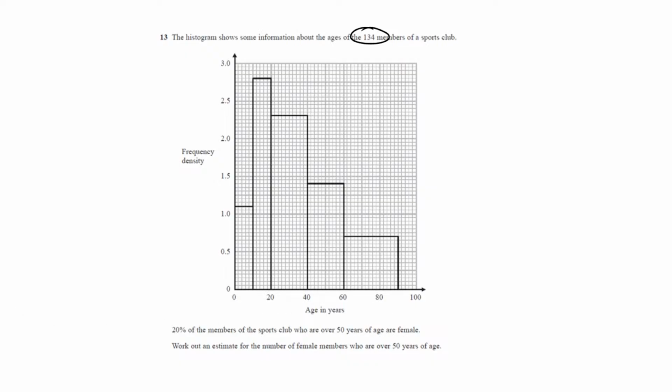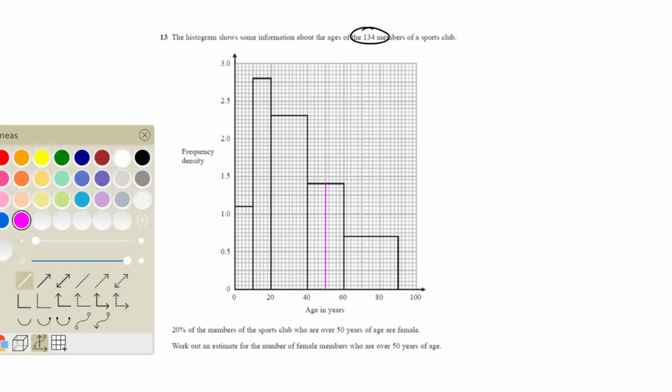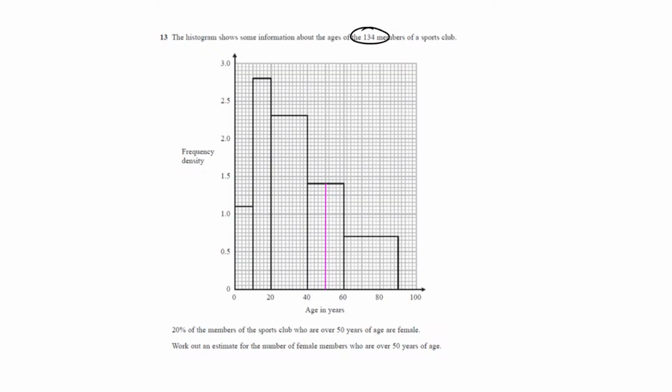So over 50, where's 50 on my histogram? Maybe let me get colour. So 50, they've done that deliberately, because you see how it's not just a whole block, is it? It's halfway between this block and then also including, if I get my highlighter, do you see how that would include this bit here, all of this bit, plus, and what they're saying is that those two kind of blocks represent 20% of the 134.